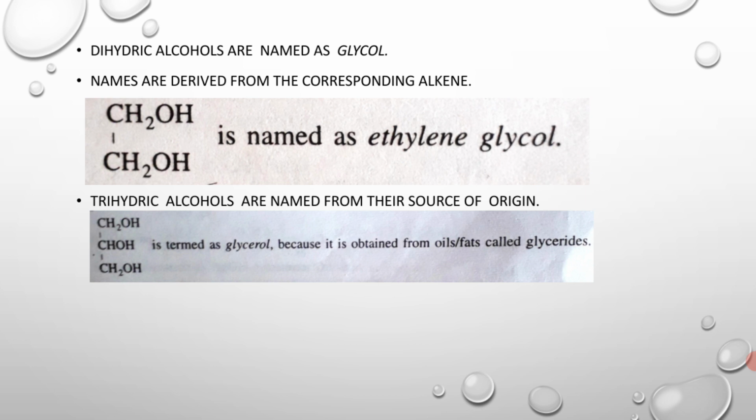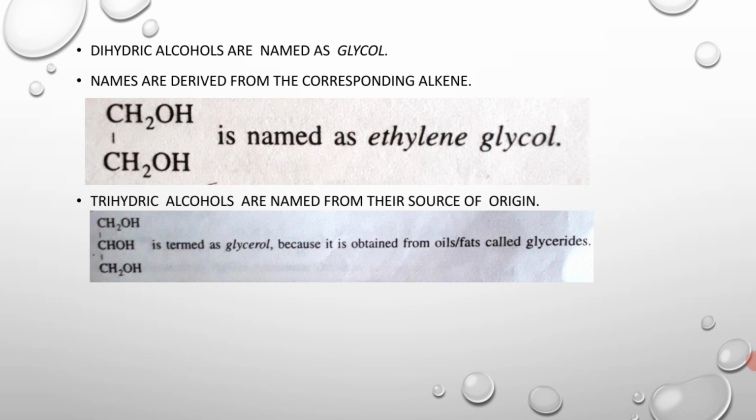Similarly, we have dihydric alcohols. Dihydric alcohols are named glycols, and they are derived from the corresponding alkene, that is ethene, and its name is ethylene glycol. Ethylene glycol is named as it comes from ethene.